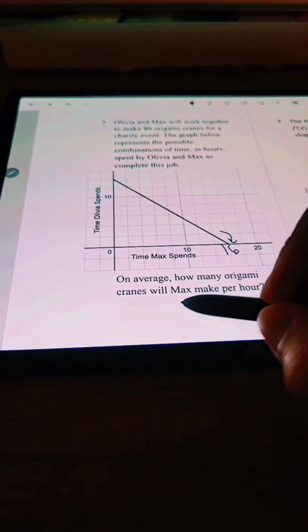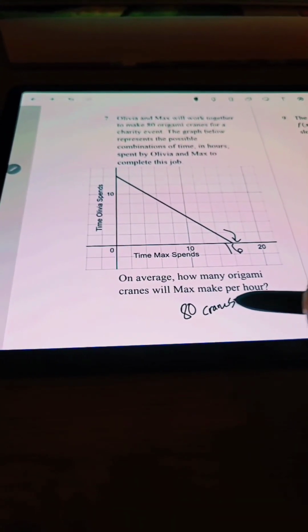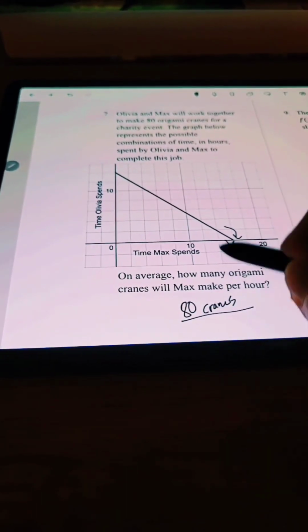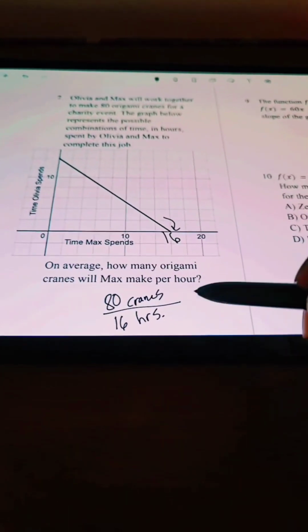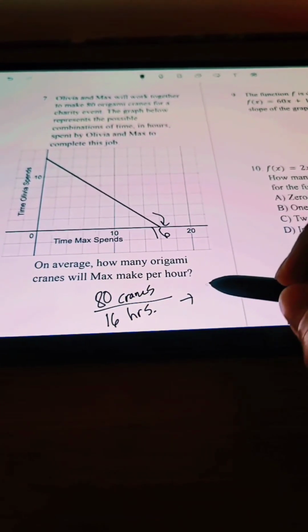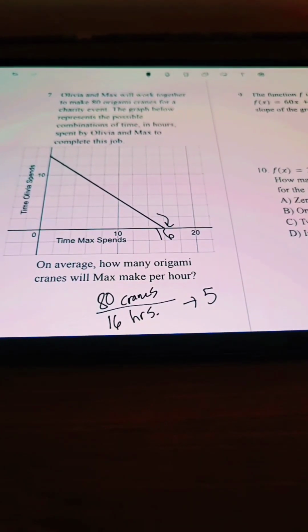80 cranes. So if we want to think of cranes per hour, it would be 80 cranes that are made over the course of 16 hours. So then if we simplify that, that's just going to be 5 cranes per hour. So that would be the answer.